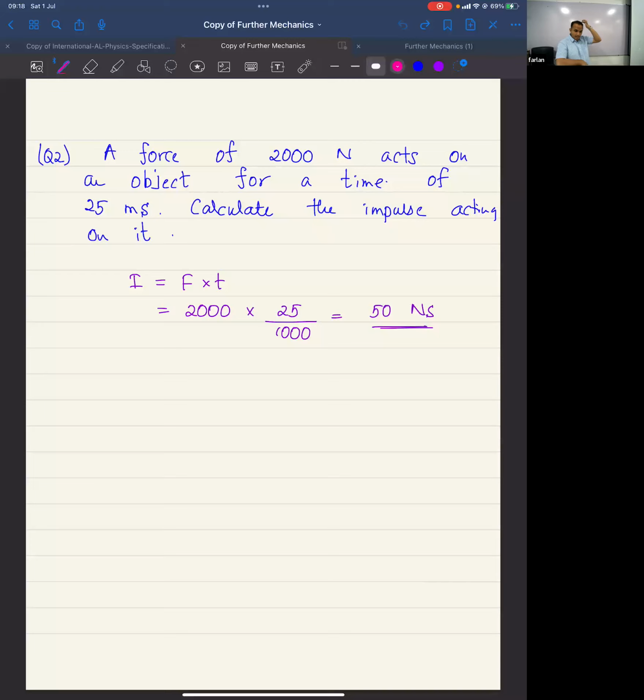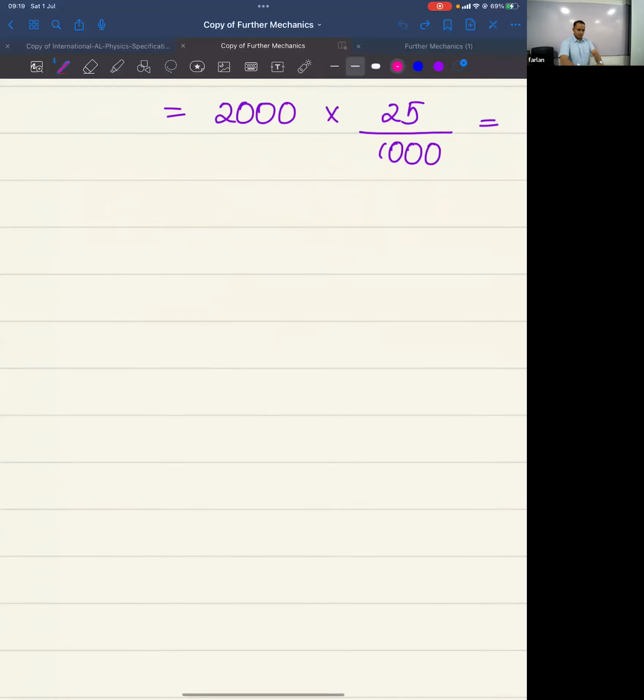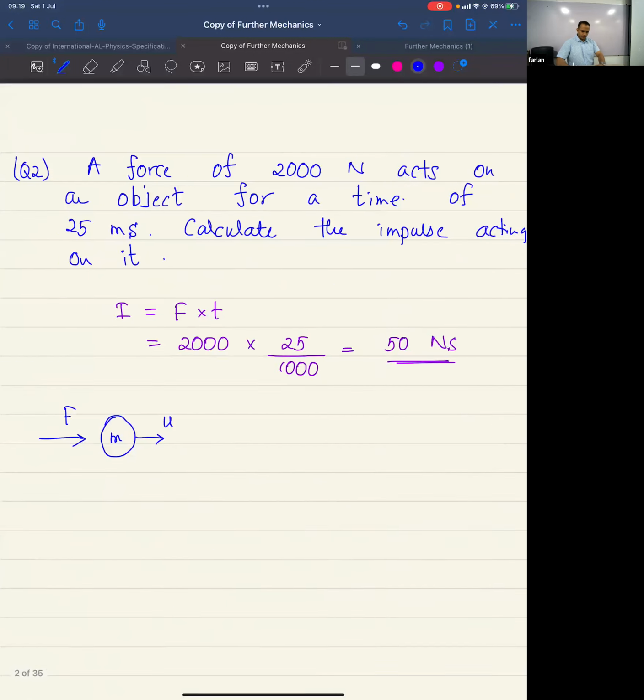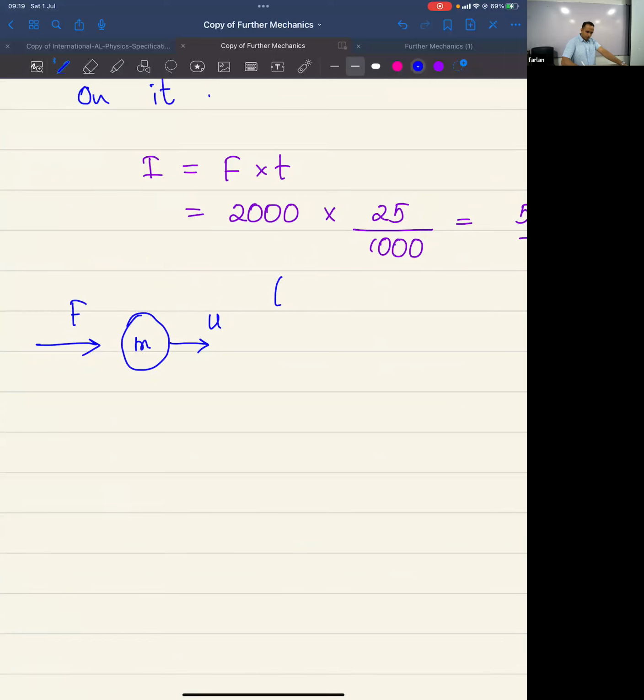So using that, there is something a little bit more that we can derive for the impulse. Let's say there is an object with a mass m, moving at a velocity u, and you apply a force F for a time t. Let's say the velocity increases to v.